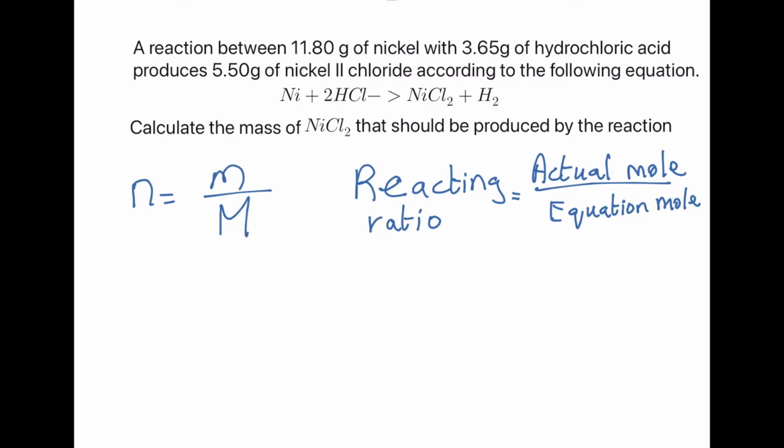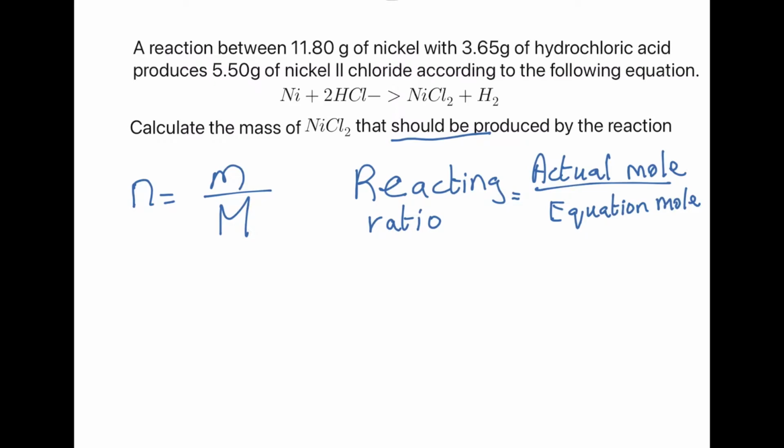Now, the formulas that you will use are the formula for calculating the mole, and the reacting ratio, which is equal to actual mole divided by the equation mole. Now remember, they have asked you to calculate the mass of nickel 2 chloride that should be produced. Should. This term tells you that they are asking about the theoretical yield.